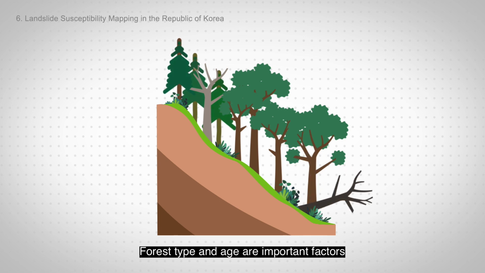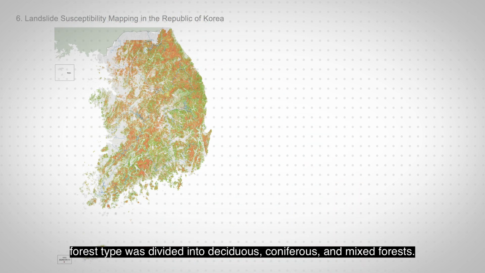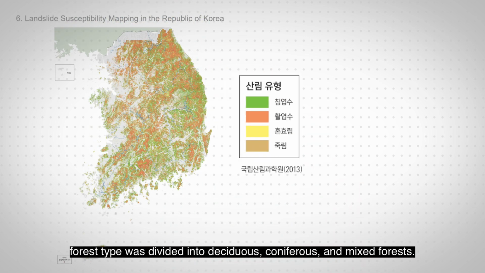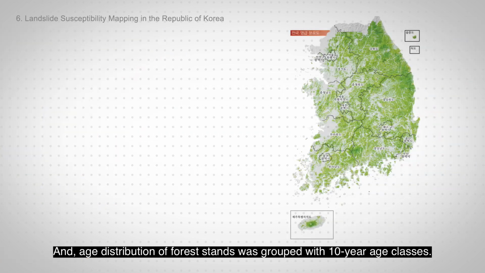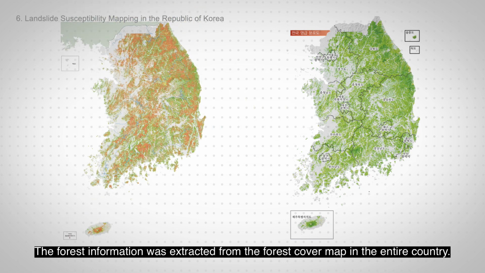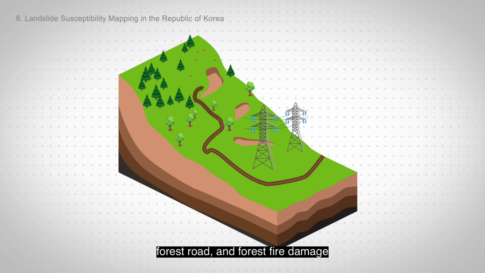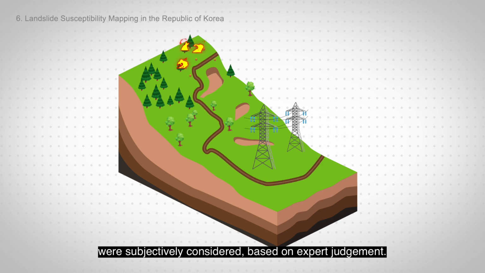Forest type and age are important factors to represent the influence of land use and land cover. In order to build the regression model, forest type was divided into deciduous, coniferous, and mixed forests. And age distribution of forest stands was grouped with 10-year age classes. The forest information was extracted from the forest cover map of the entire country. The additional effects of electric transmission towers, forest roads, and forest fire damage were subjectively considered, based on expert judgment.